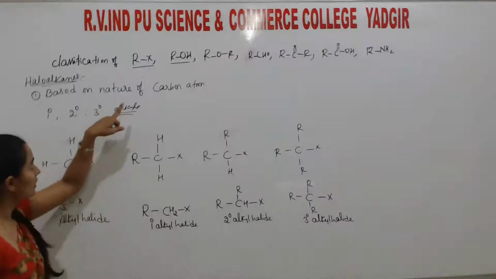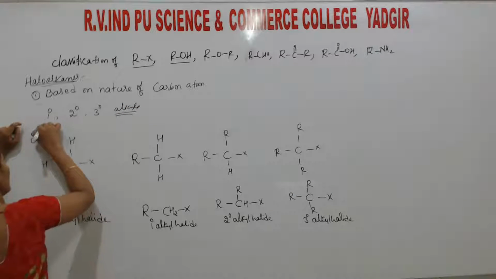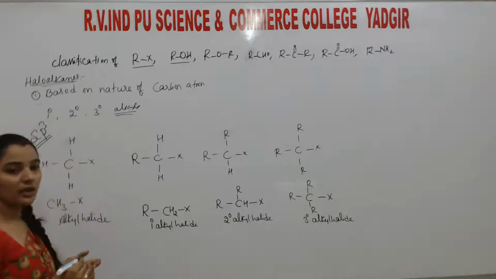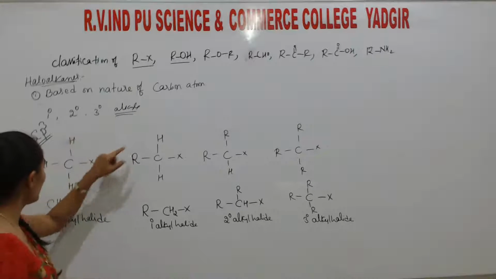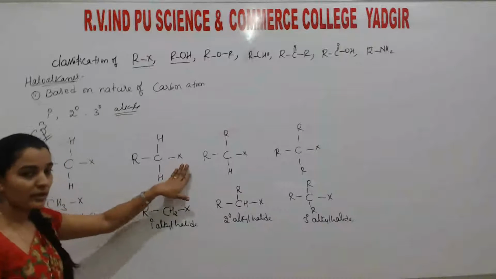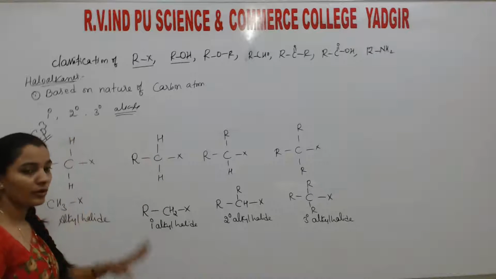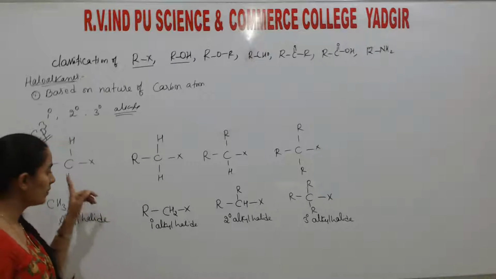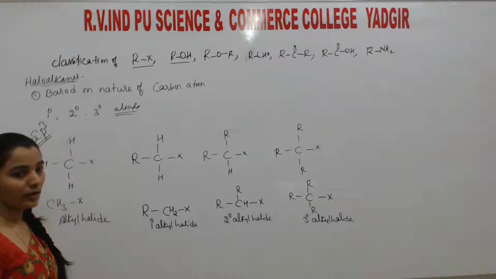And why am I considering this? Based on the nature of carbon atom. Here all the carbon atoms are sp3 hybridized. Based on sp3 hybridization, they are classified directly. If the halogen is directly bonded to an sp3 hybridized carbon atom, which is directly bonded to sp3 hybridized carbon atoms, that is primary, secondary, and tertiary alkyl halides.